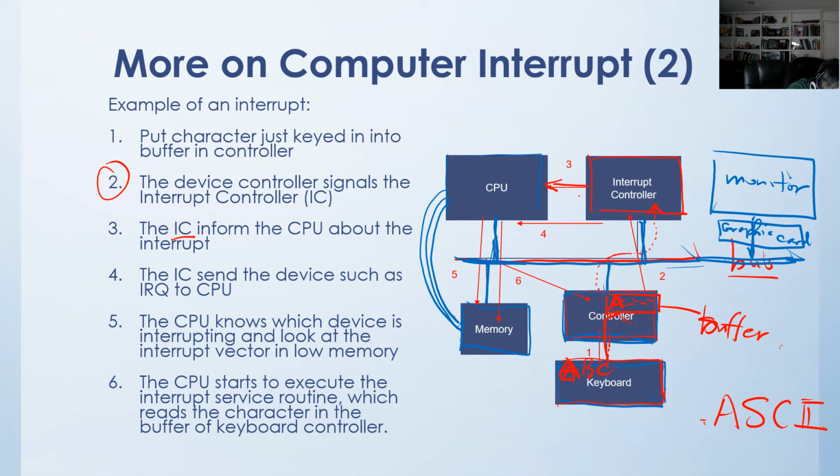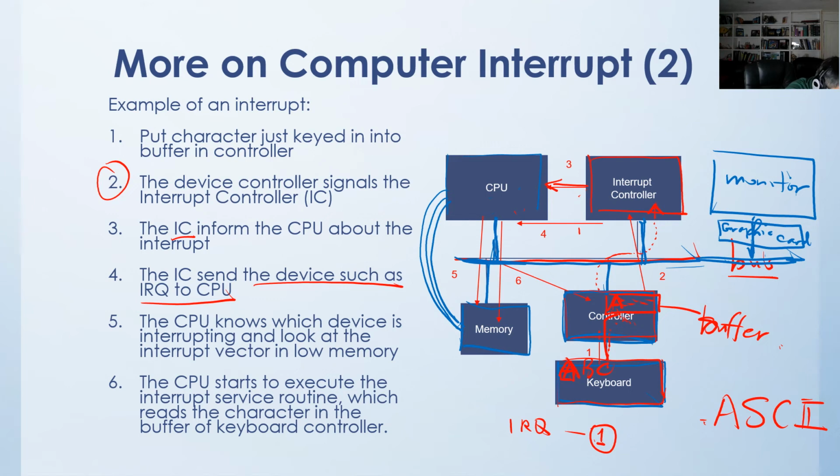Okay. Now let's say the IRQ for the keyboard is 1. Okay, the number 1. That's the IRQ, the number which represents the keyboard device. So the IC informs the CPU about the interrupt, saying, "Hey, some device requests service." And then the IC also sends the device information such as the IRQ. In this case, if the IRQ is 1, it sends the 1 to the CPU, saying, "Hey, this particular device requests service."